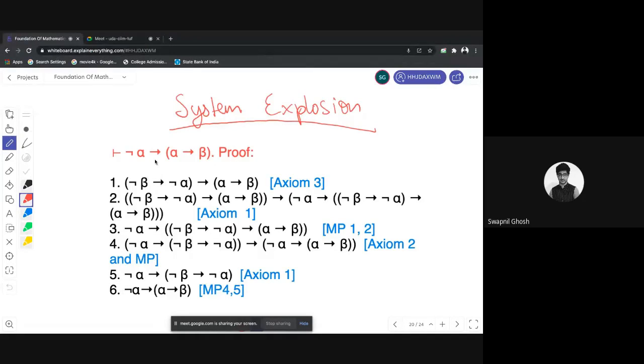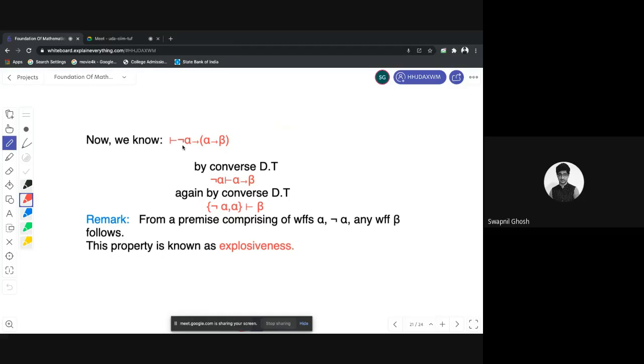So this is in fact a theorem: not of alpha implies alpha implies beta. I'm not going to go over the proof because of lack of time, so you can check it over here. Again, we start with axioms. You see a sequence of steps in which the last element of the sequence is basically this. We use axioms and MP. So what is important is that not of alpha implies, alpha implies beta is a theorem. Now by the converse of the deduction theorem, since it is if and only if, we take it this side: not of alpha turnstile alpha implies beta. Again we take it this side: not of alpha comma alpha turnstile beta.